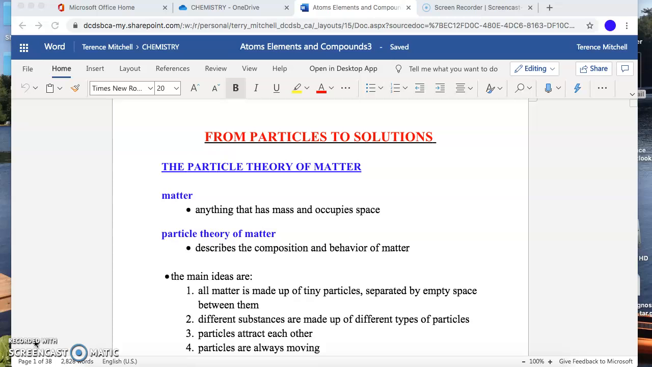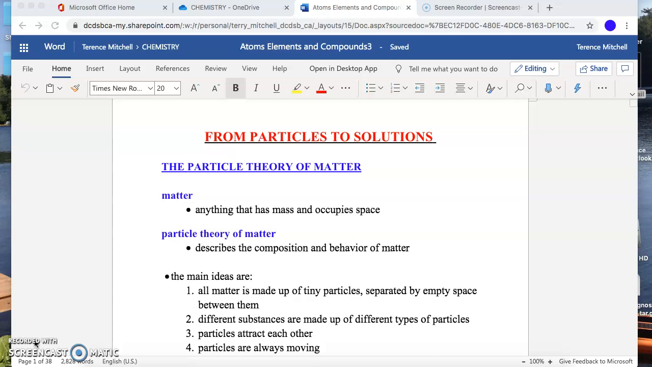And first of all, matter is anything that has mass or weight and takes up space. I told you before, on the tip of a needle, the pointing of a needle, there are billions of atoms. That's how small an atom is. And everything is made up of these atoms. And so what chemistry and particle theory is describing is what these atoms are made up of and how they behave.